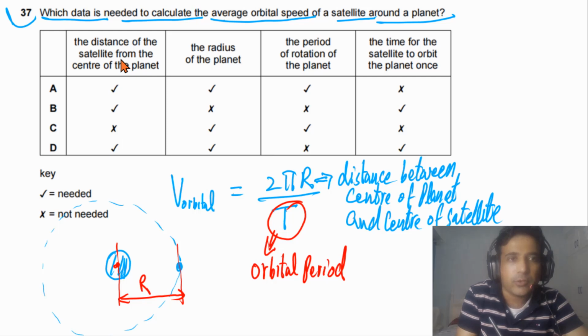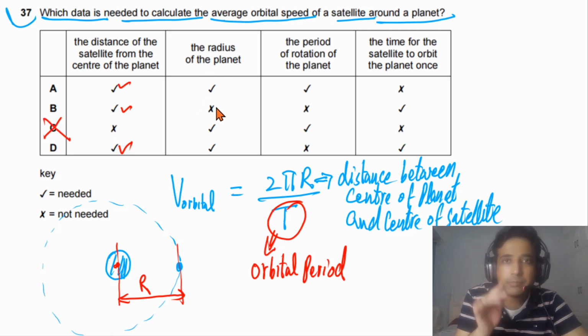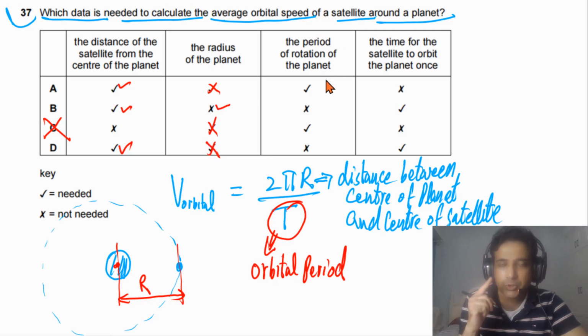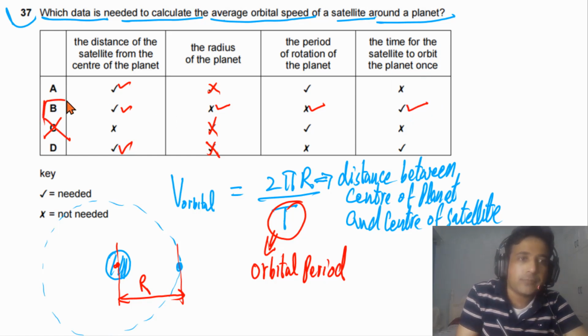So if you look at given options, it is given the distance of the satellite from the center of the planet. This one is needed. So it means this one is correct, this is correct, this is also correct. So C is not the answer. The radius of the planet, it does not depend on the radius of the planet. So it means this is incorrect, this is incorrect, this is also incorrect. So this one is correct. Period of rotation of the planet around its own axis, it does not depend on that. So this is correct. Time for the satellite to orbit the planet, yes, this is true. So the answer for this question is B.